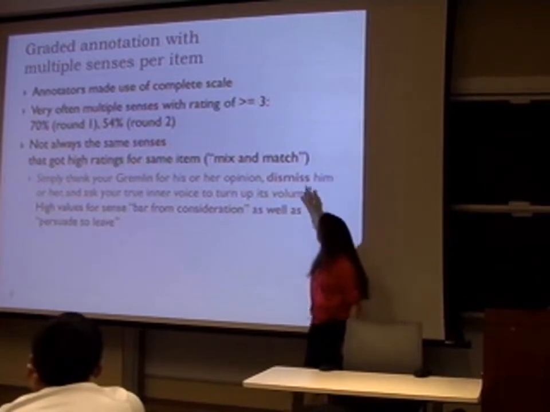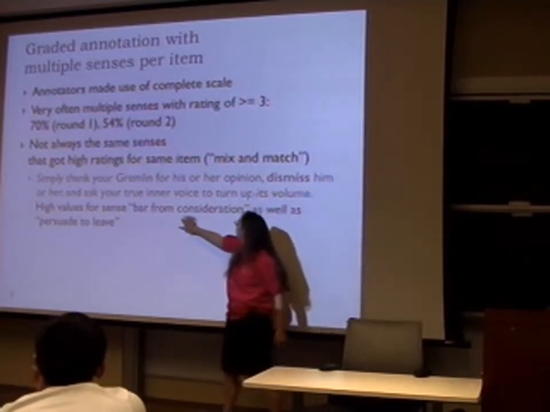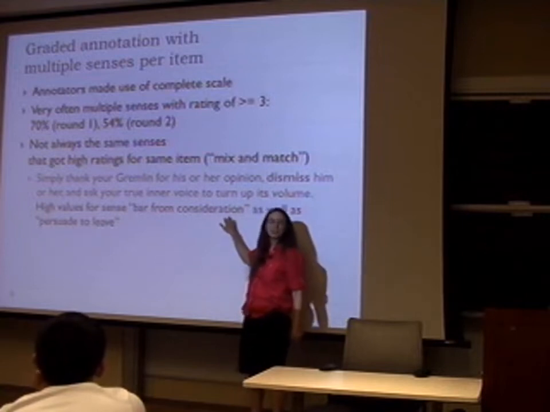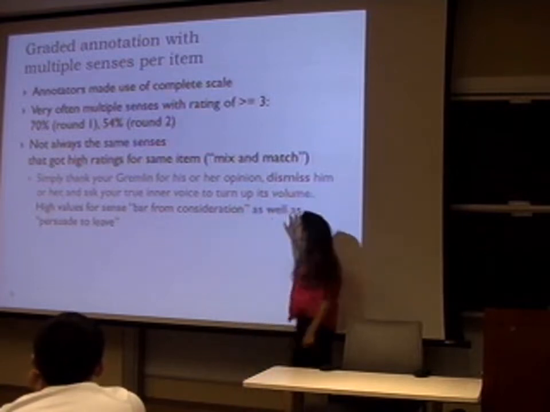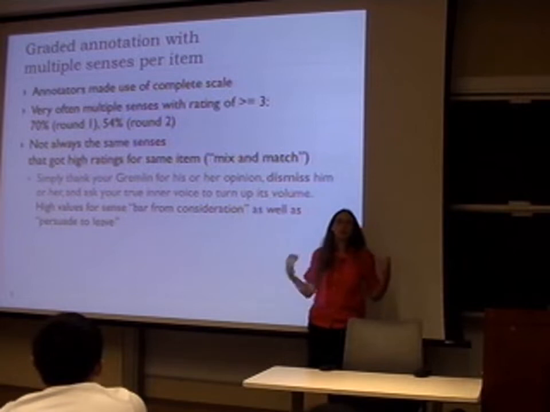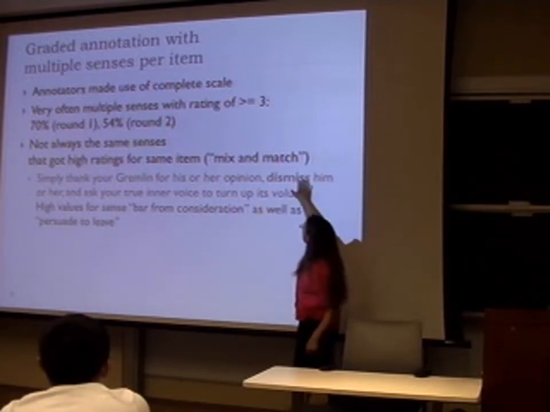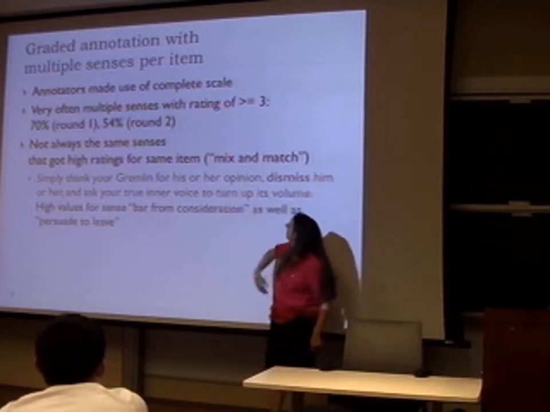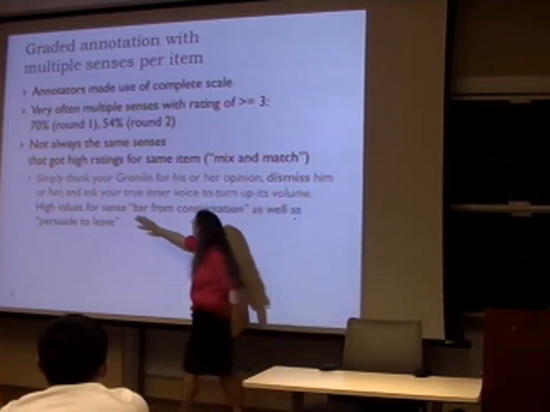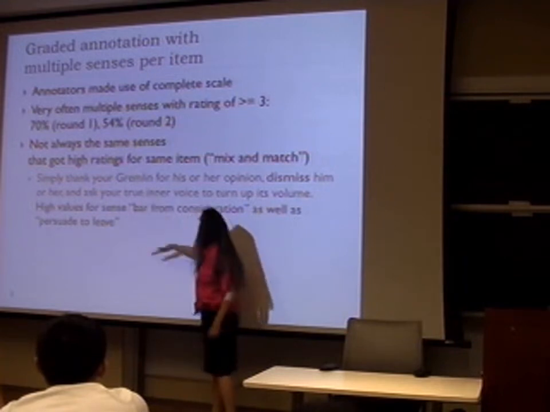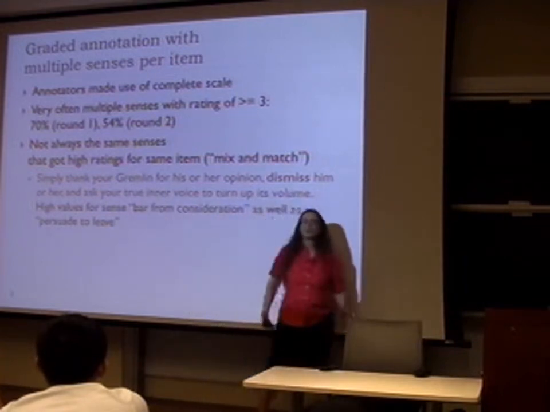And the word dismiss has senses that are bar from consideration, like dismiss an idea, and also persuade a person to leave, so dismiss somebody. And here, as you can see, it's kind of both, because this is a metaphorical gremlin that you are persuading to leave, and by doing that, you're literally barring some idea from consideration.